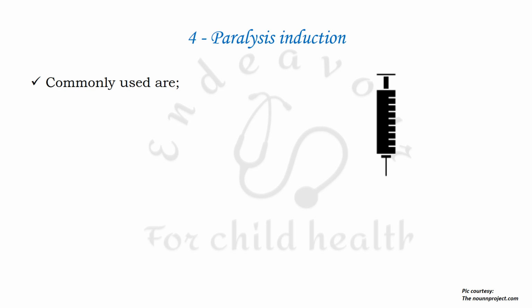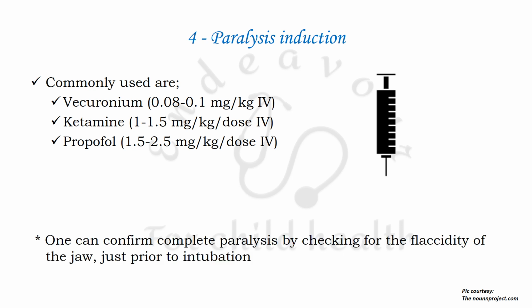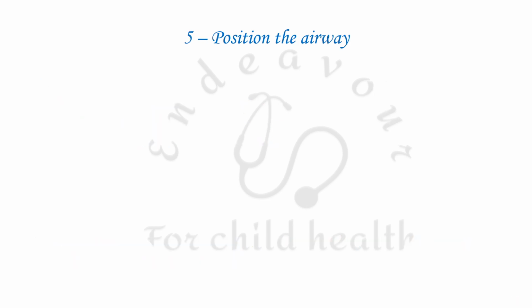The common drugs which are used for inducing neuromuscular paralysis are vecuronium in a dose of 0.08 to 0.1 mg per kg IV, ketamine in a dose of 1 to 1.5 mg per kg per dose IV, and propofol 1.5 to 2.5 mg per kg per dose IV. One can confirm whether paralysis has been achieved by checking for the flaccidity of the jaw, just prior to actually intubating.